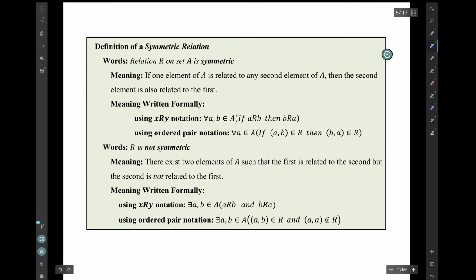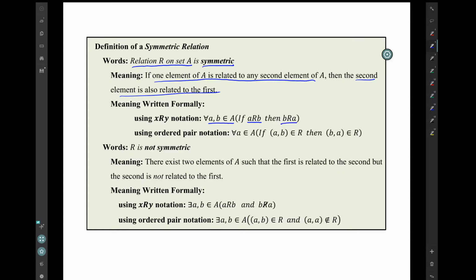We're also going to be talking about symmetric relations. This is something that applies to relations on a set. So we say that a relation on a set A is symmetric to mean this. If one element of A is related to any second element of A, then the second element is also related to the first. So for all pairs a comma b in set A, if a is related to b, then b is related to a.